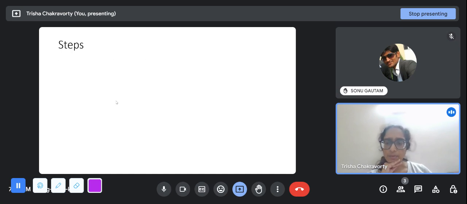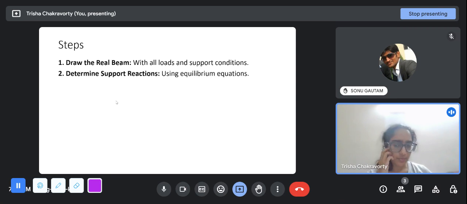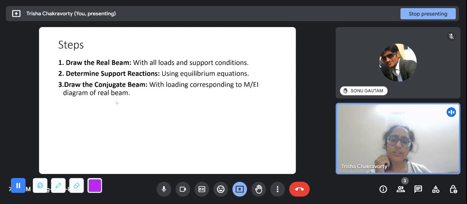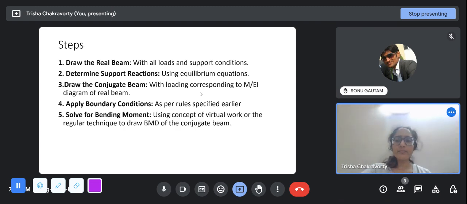As a summary, first we draw the real beam with all its loads and support conditions. Then we determine the support reactions using the equilibrium equations, and from that we get the bending moment diagram. To draw the conjugate beam, we use that M by EI diagram as the loading. We apply the boundary conditions as the rules we specified: a hinge support remains a hinge, a fixed support becomes a free end, and so on. Then we solve for bending moment.